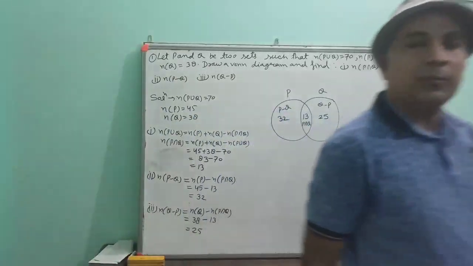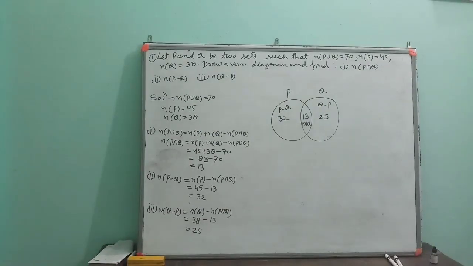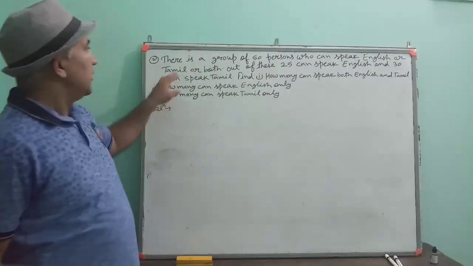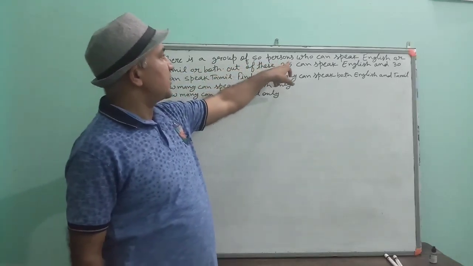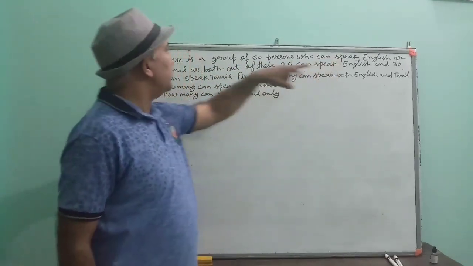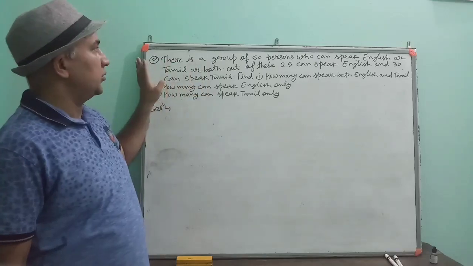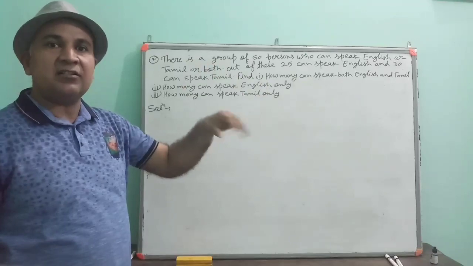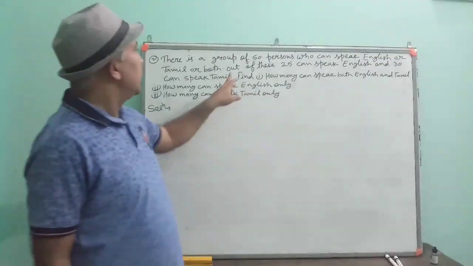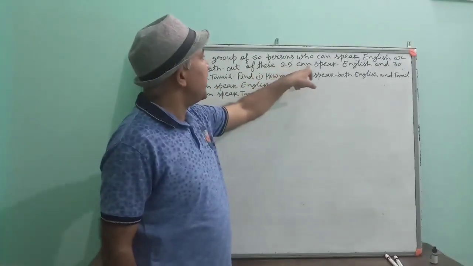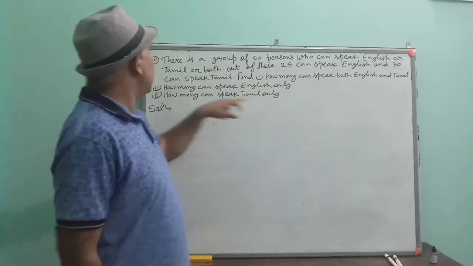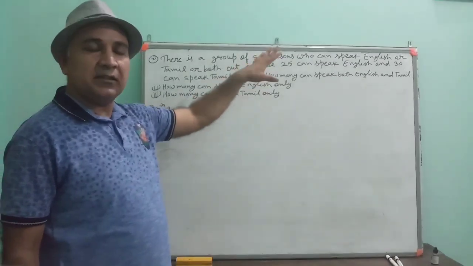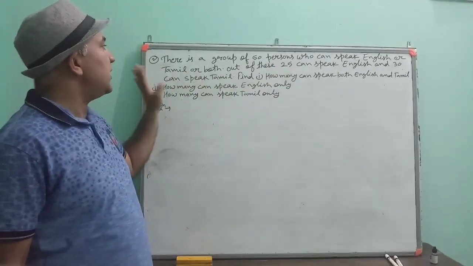Understood? Now again pause the video and note down this question. Okay, now see the next question. There is a group of 50 persons who can speak English or Tamil or both. That means these 50 persons can speak either English or Tamil or both the languages. Now, out of these, 25 can speak English and 30 can speak Tamil.